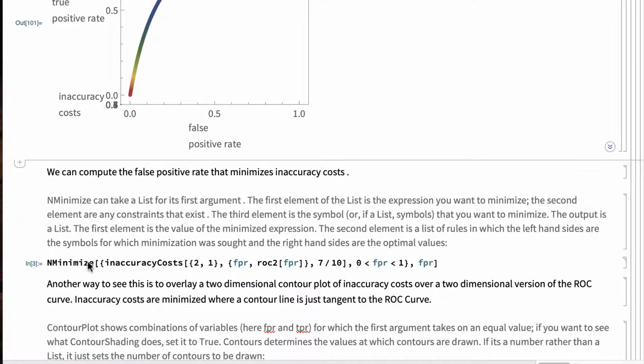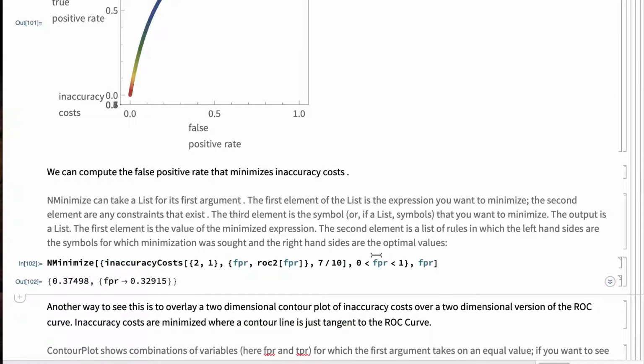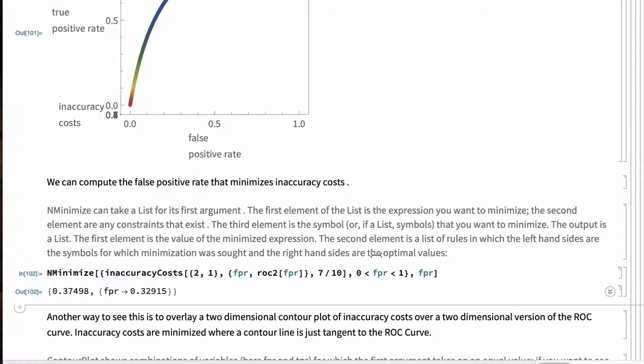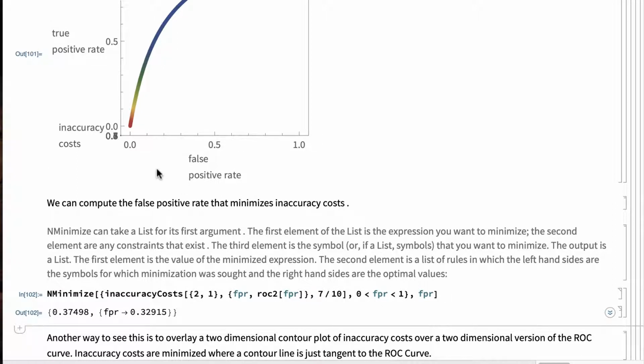I say, let's use minimize to find the value of the false positive rate that minimizes the inaccuracy costs, subject only to the constraint that we can't have false positive rates that are less than 0 or greater than 1. All right, so let's do that. And it turns out that the false positive rate that optimizes this is at 0.329. All right, I could buy that.